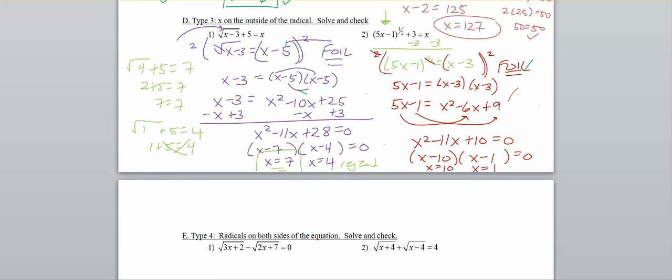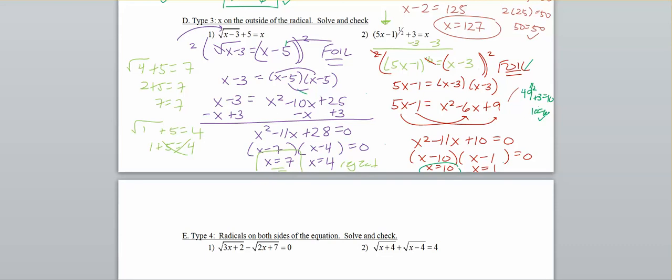So let's plug in each of these and say, okay, let's do 10 first. 5 times 10 is 50. 50 minus 1 is 49. So I have 49 to the 1/2 power plus 3. Is that equal to 10? Well, the 1/2 power is really the square root. So the square root of 49 is 7. 7 plus 3 is 10. So that one does indeed work.